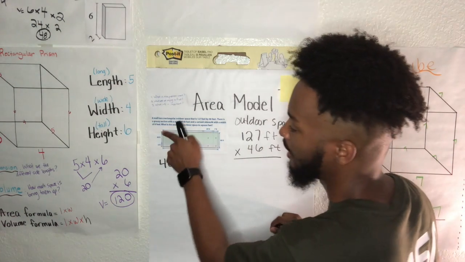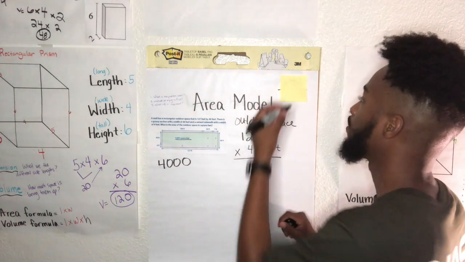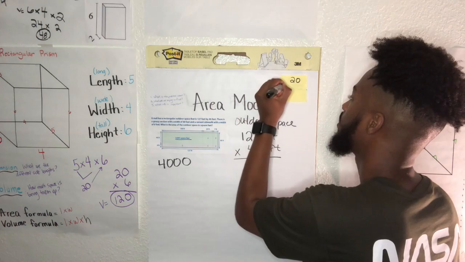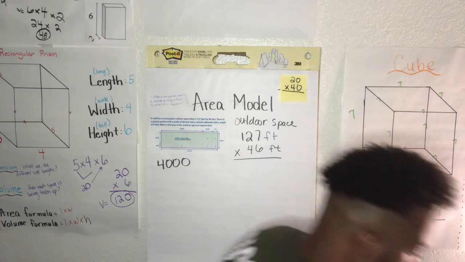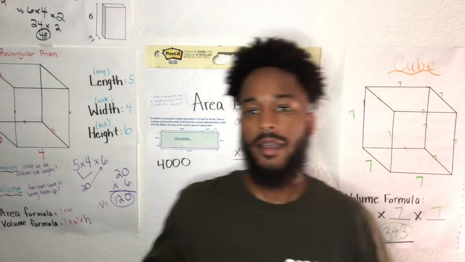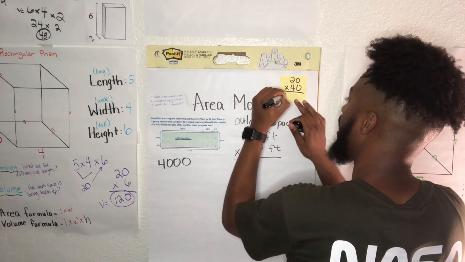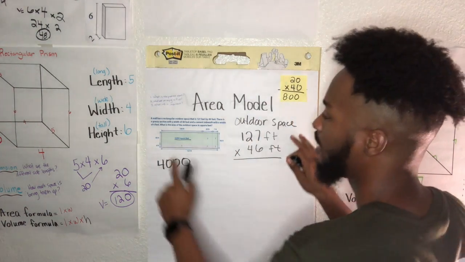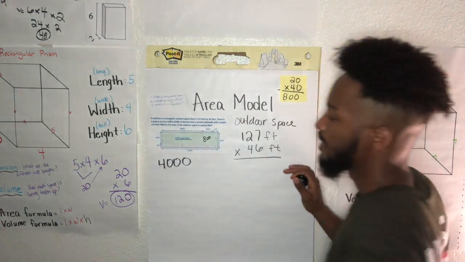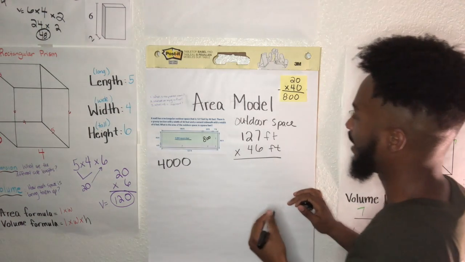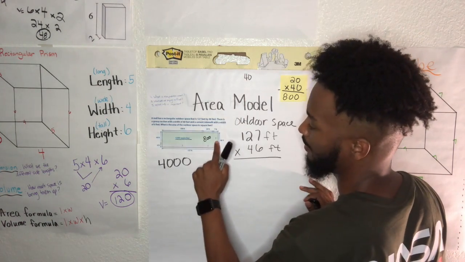So I'm noticing here on the left-hand side, the width is 40 and the length is 20. So I have to multiply 20 times 40. 20 times 40 gives me 800. So I know that the area of this question mark is going to be 800. Now I need 40 times 7.